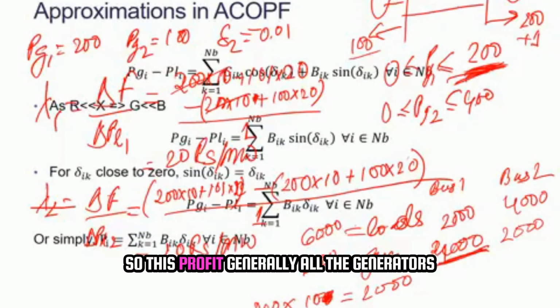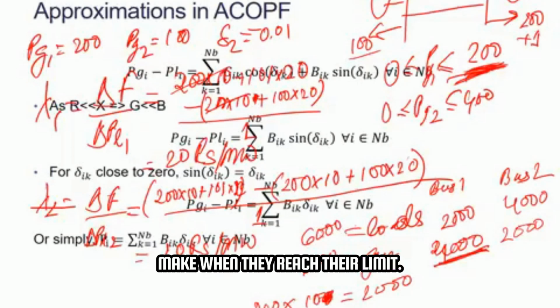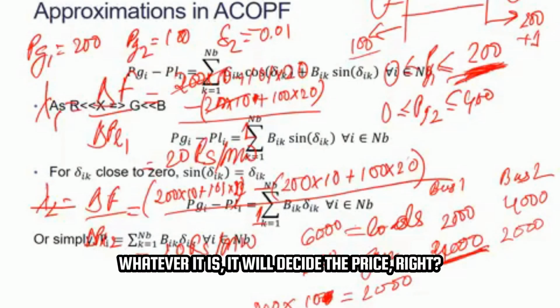This profit is generally made by all the generators when they reach their limit. But it is not always true; they can make a loss also, because they do not have control over the prices. The prices are decided by the neighboring generators. It can be cheaper or costlier, whatever it is, it will decide the price.